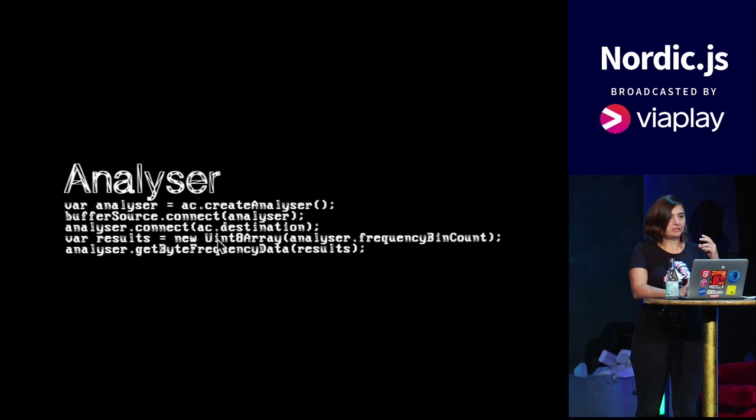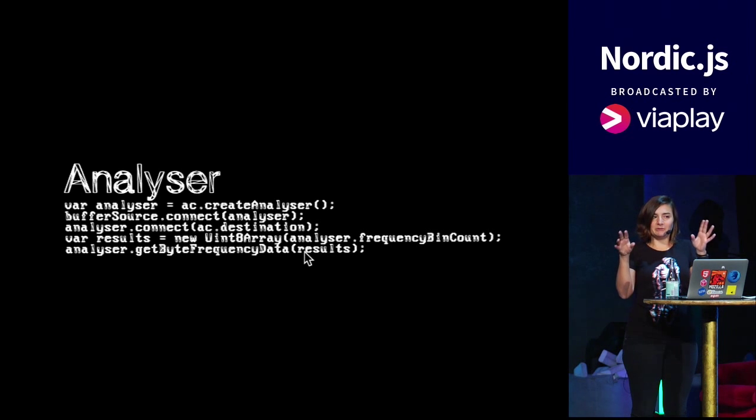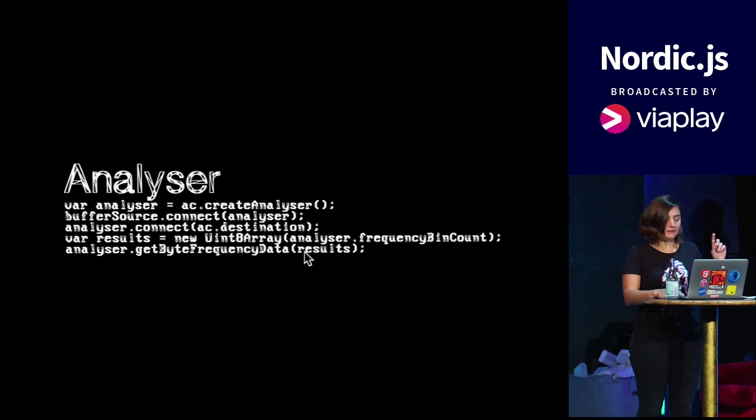But every time you want to get results, you call getByteFrequencyData and send it the byte array that you created. And again, you don't want to give it the wrong type of array. If you give it a Uint8Array, it knows what type it is, and it's going to be way faster. So you need to be aware of these kinds of things. And once you get the results, you can do whatever you want with them. You can plot them, or you can do fancy 3D things.